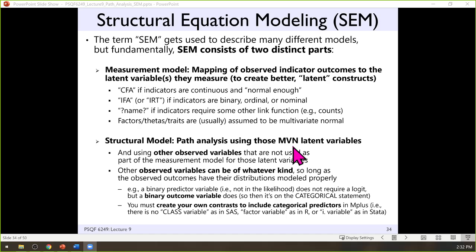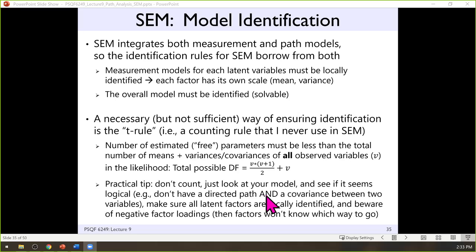In Stata 16, I think they have added the i dot language to their SEM packages so that you don't have to, but just know that ahead of time, that if you need to control for group, you'll have to make the dummy codes yourself.